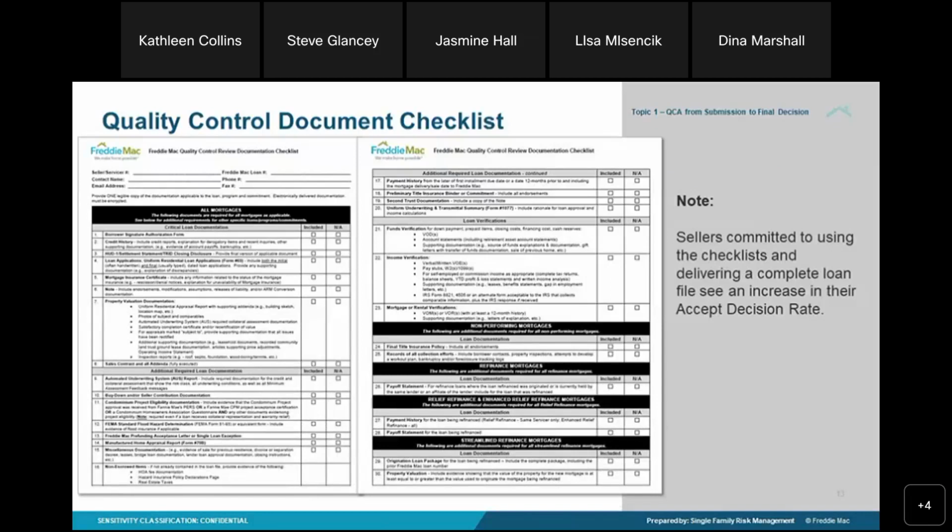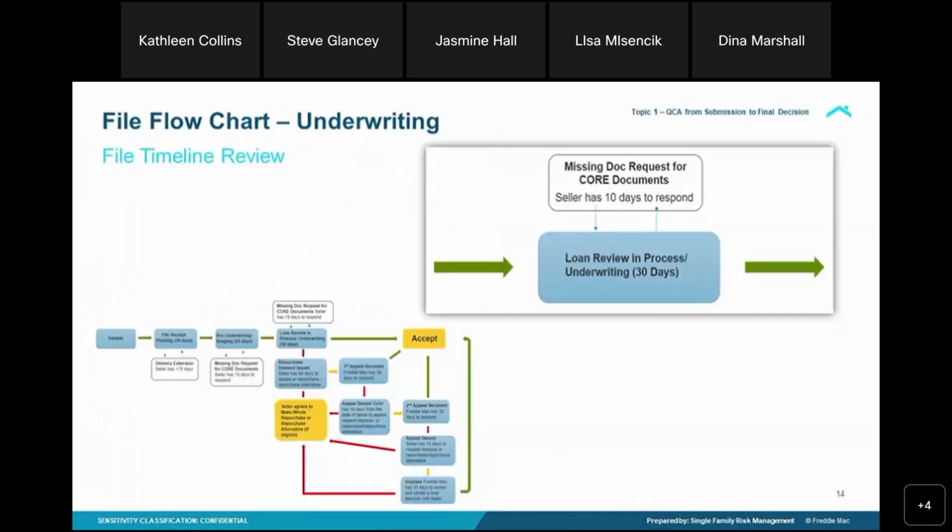Now let's get back to the flowchart, and the next stop is underwriting. The underwriter is required to perform a comprehensive loan review to confirm the loan was eligible for sale to Freddie Mac. The standard review time for a loan is approximately 30 days. However, certain review types may exceed this time frame. An eligible or acceptable loan is one that meets all standards detailed in the Freddie Mac Seller Servicer Guide for program eligibility, credit, capacity, and collateral.